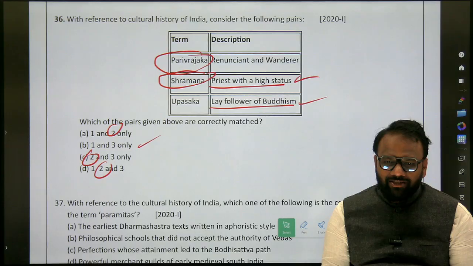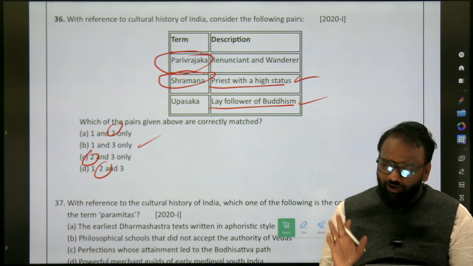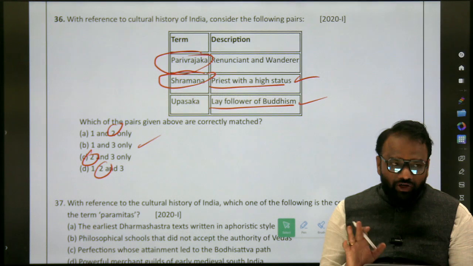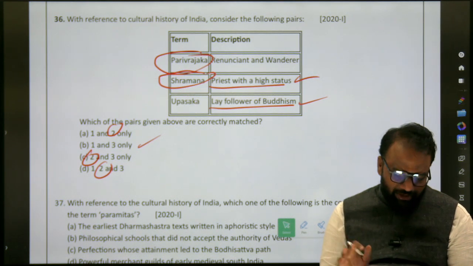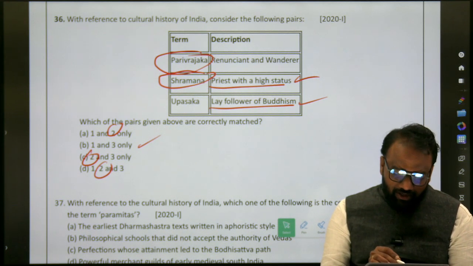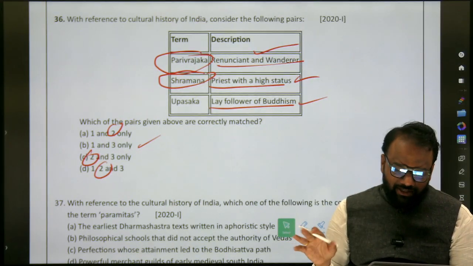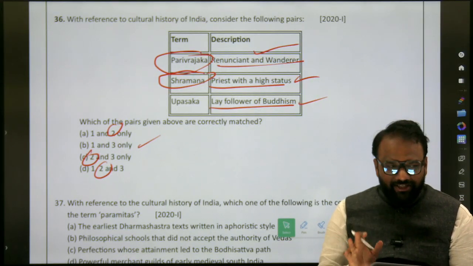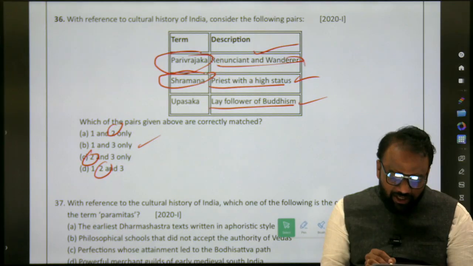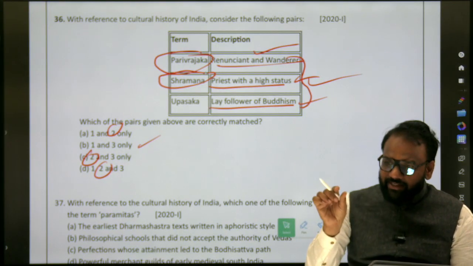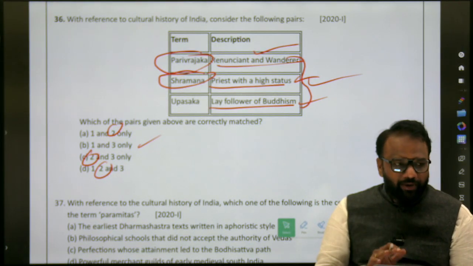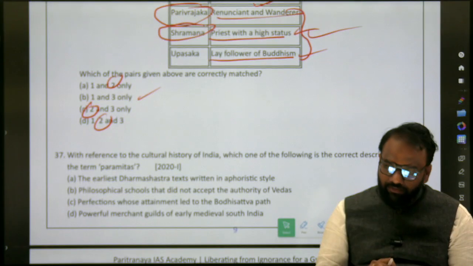So lay follower means a common follower, a common man who is a follower of Buddhism. He is not a monk. He is a lay follower. Next, Parivrajaka, renunciant and wanderer. One who has left all other things and is wandering from one place to another in search of truth. So this is previous year question paper driven itself; these terms whatever I included, you'll just go through that list.